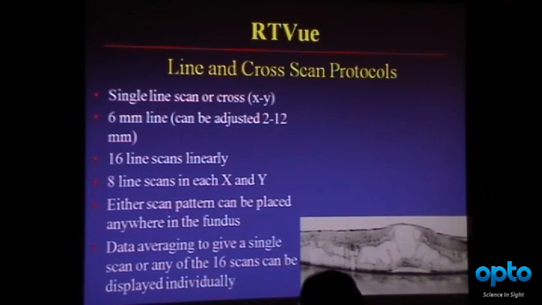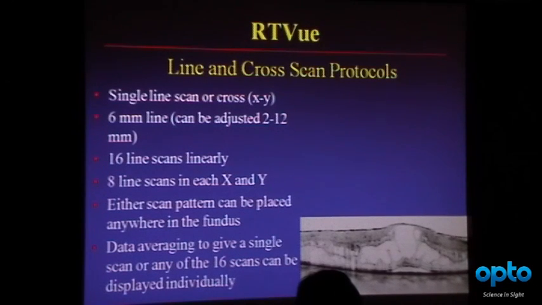And the line scan through the fovea, I like to do as an oversampled image. So you can do cross scans as well. Cross scans are XY scans. I don't personally use them much at all. Some people like them. These are 6 millimeter lines. The X and Y are 8 line scans each.